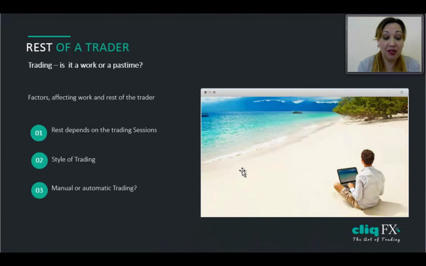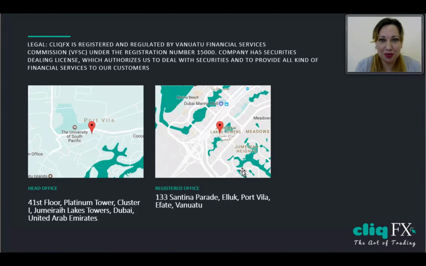Okay, so in general, I believe that if you consider trading as a way of life, some special rest is not needed, because with access to the internet, you can trade everywhere in the world, even under the palm trees in Maldives. And I hope these must-haves were important and useful for you.